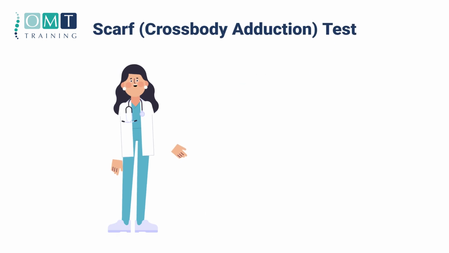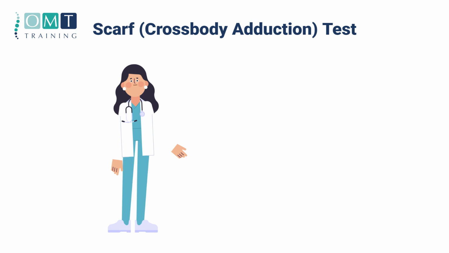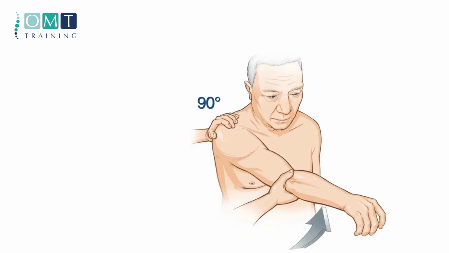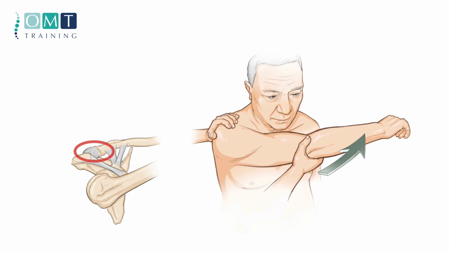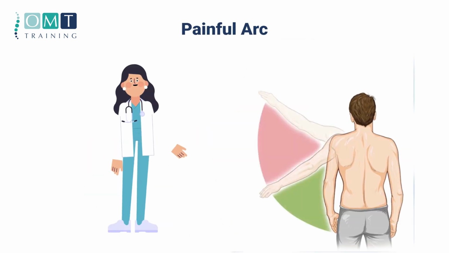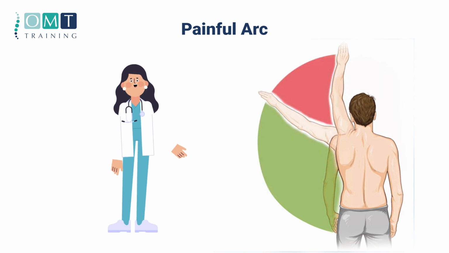Scarf or crossbody adduction test is used to assess the AC joint. To perform this test, support the shoulder of the patient and lift it to 90 degrees. Horizontally adduct the shoulder as far as possible. This will produce a force on the AC joint, and if the patient feels pain, then the test is considered positive. There will also be a painful arc in the 150 to 180 degrees of abduction.